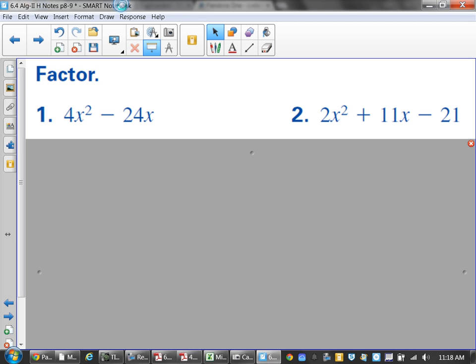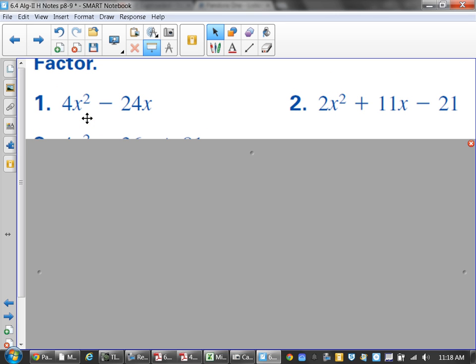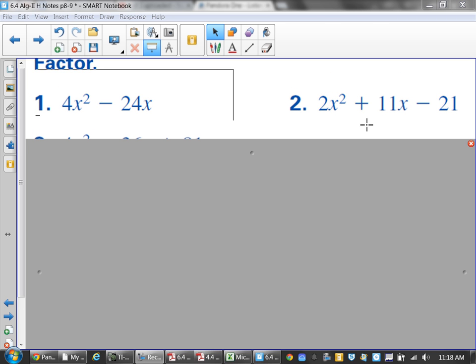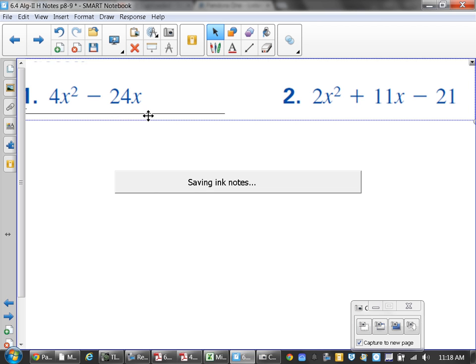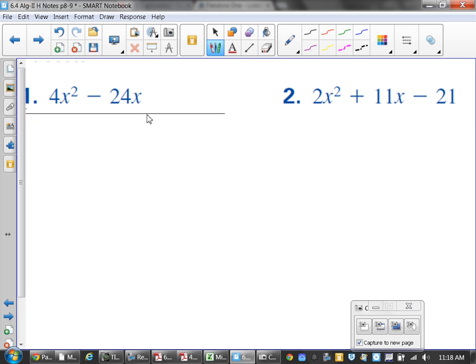This is just plain old boring factoring, so take a minute. Dylan, what is your very first rule of factoring? GCF. Greatest common factor. What is your GCF in the first one? 4x. So you factor out a 4x, and you're done.